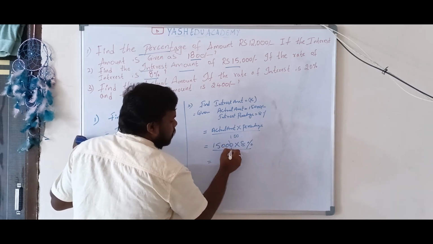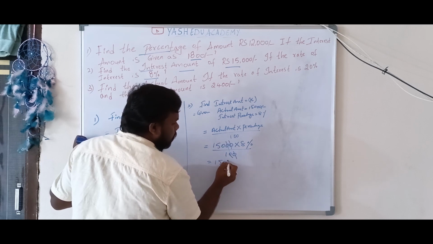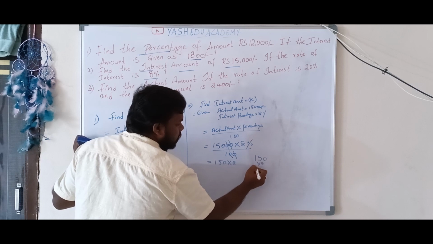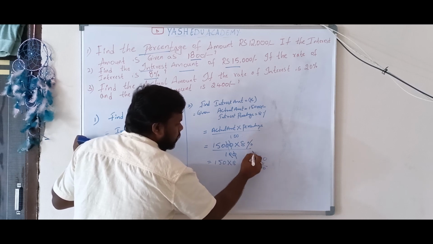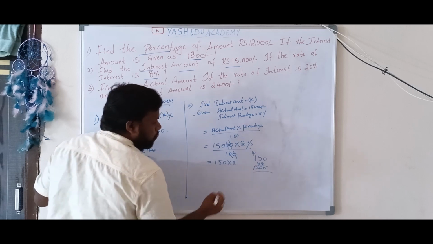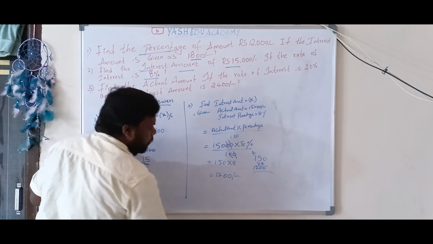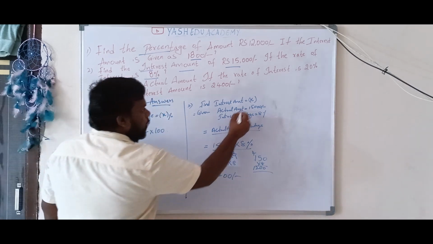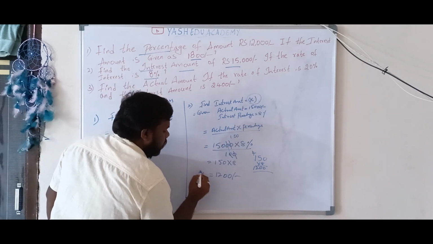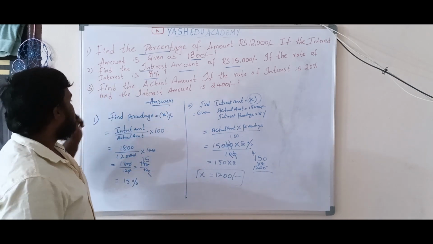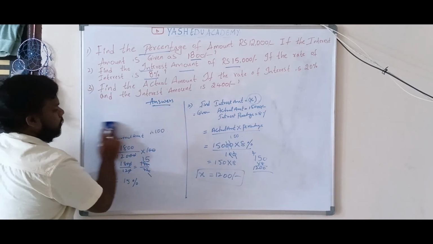These two zeros and these two zeros get cancelled. 150 into 8. So 150 into 8 means 800, 8 5s are 40. 4 carries, 8 1s are 8 plus 2 plus 4, 1200. So the final answer is 1200. So the x value, x is equals to 1200. Now let us go for the third question.